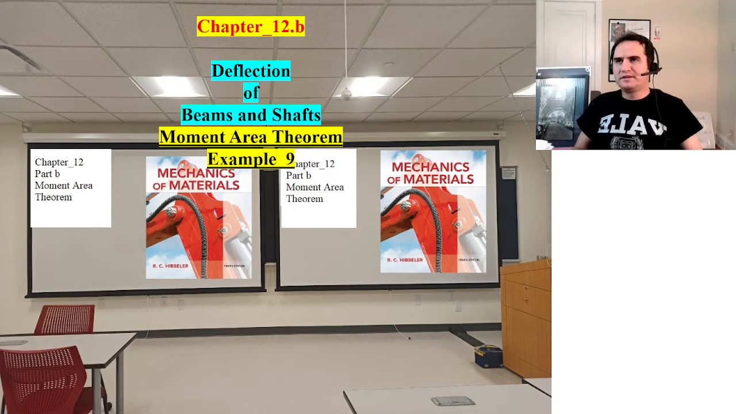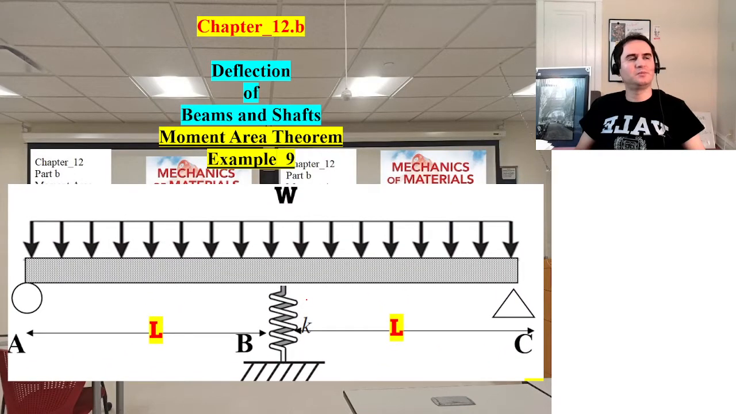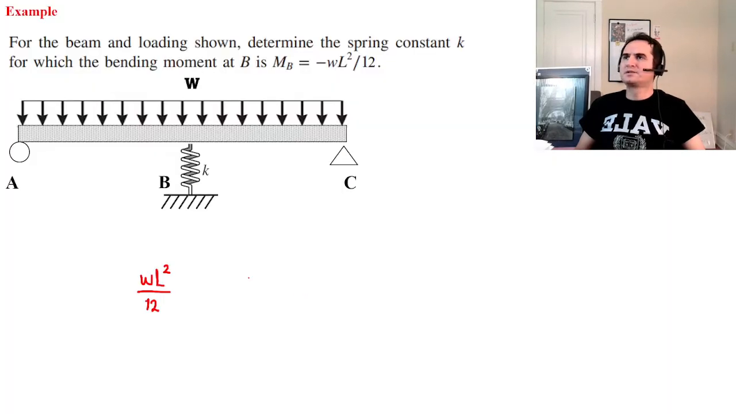Chapter 12, Deflection of Beams and Shafts, Moment Area Theorem, Part B, Example 9. Let's review a very interesting example in the moment area method.